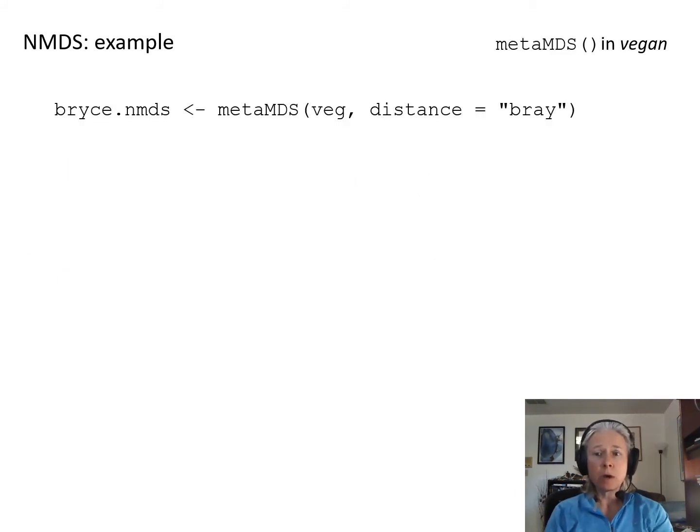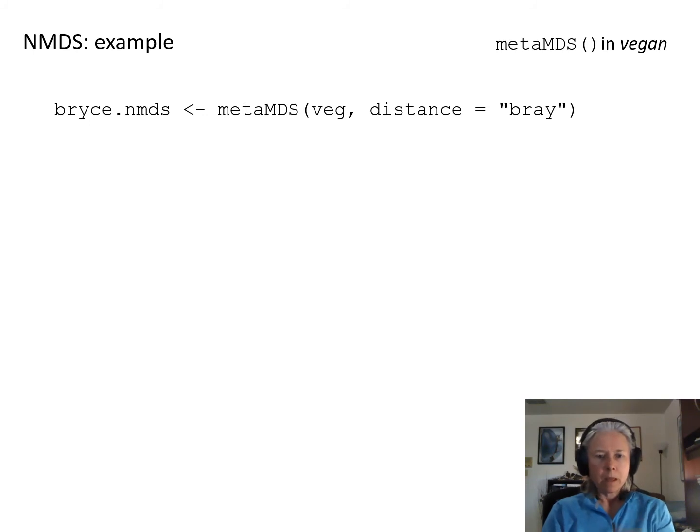Now let's do a demo of metaMDS from package vegan on the same Bryce Canyon data with the same Bray-Curtis distance metric. One nice thing about this function relative to NMDS from LabDSV is that metaMDS automatically transforms your data if needed. However, I have found that metaMDS is much more prone to not finding stable solutions, stable stress solutions, and giving you a message of no convergence.